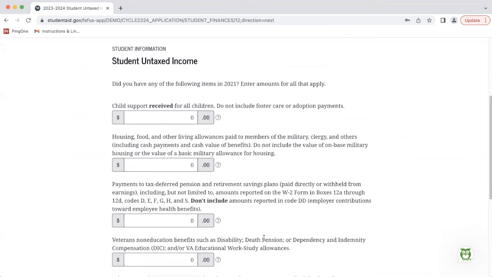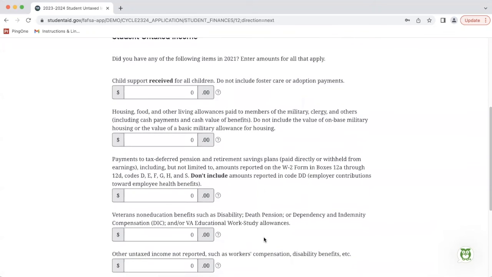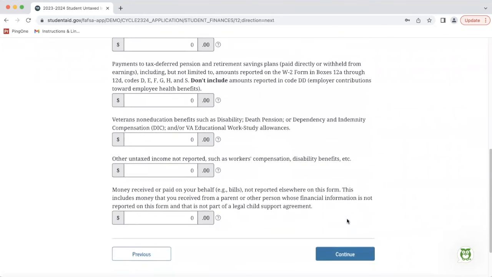And if you continue through this untaxed income section, you'll see that each of these questions were the same questions that it asked parents previously. The one exception to that is the last one here at the bottom. Money received or paid on your behalf, such as bills, not reported elsewhere on this form. This includes money that you received from a parent or other person whose financial information is not reported on this form and that is not part of a legal child support agreement. So it could be things like help with a cell phone bill.